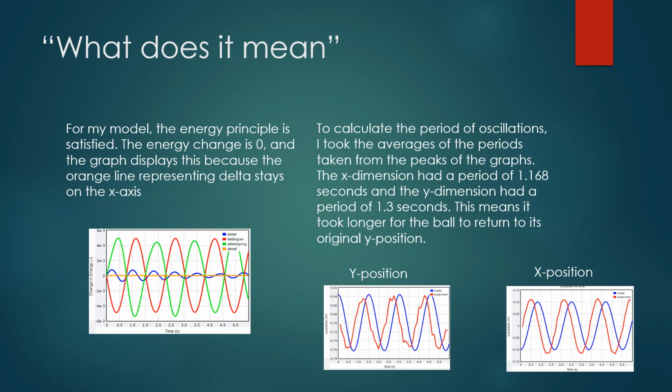For the x position, the period is 1.168 seconds. For the y position, the period is 1.3 seconds. The period in the y dimension is greater than the period in the x dimension. This means that on average, it took the mass longer to reach back to its original y position than its original x position. The computational model was similar to my experiment.